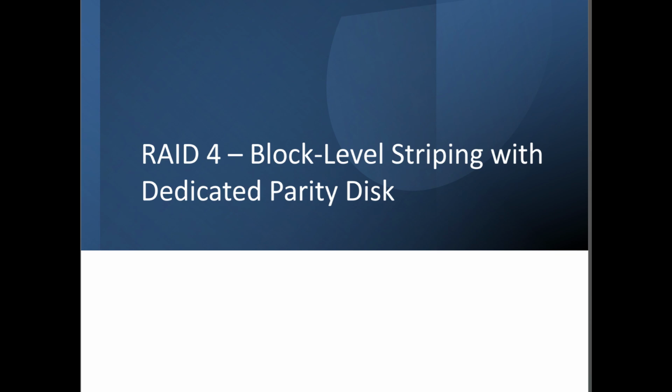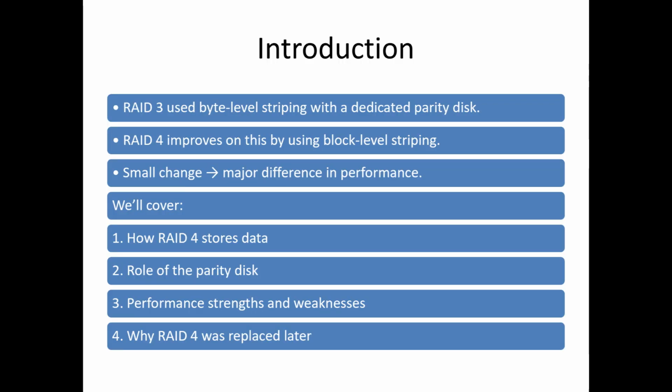In the previous videos, we have seen RAID 3, which used byte level striping with a dedicated parity disk. Now let's move ahead to RAID 4. RAID 4 keeps the idea of a dedicated parity disk, but instead of striping data at byte level, it stripes the data at block level. This small change makes a huge difference in how the system performs.